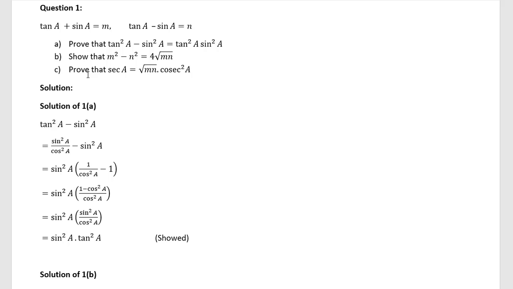So firstly, we will prove that tan square a minus sin square a equal to tan square a into sin square a. So look at this expression. We have tan square a minus sin square a. We have angle A here, and we have angle A in the stem.